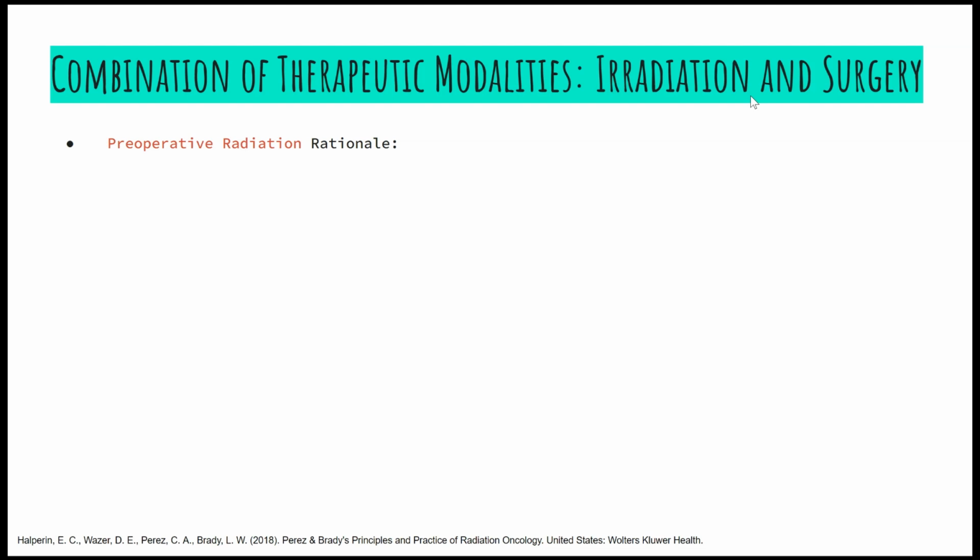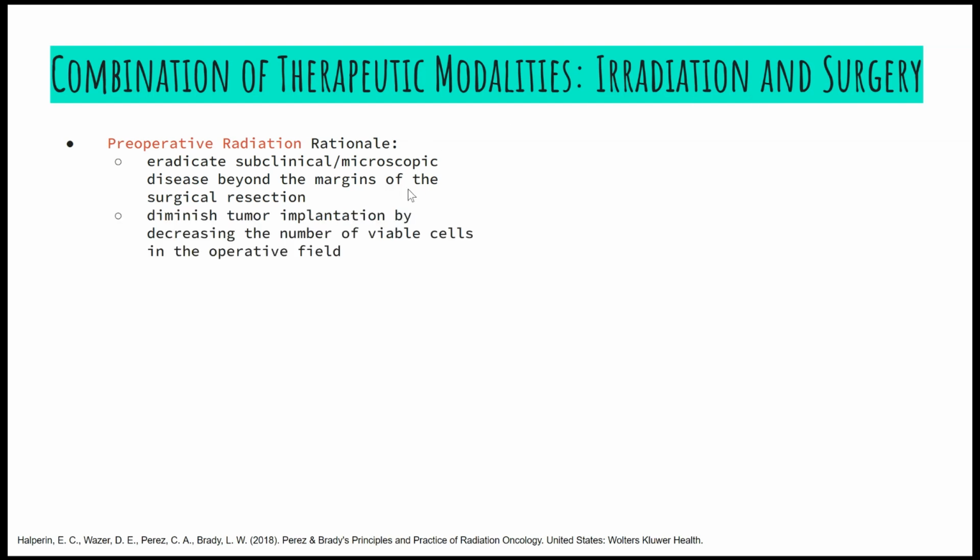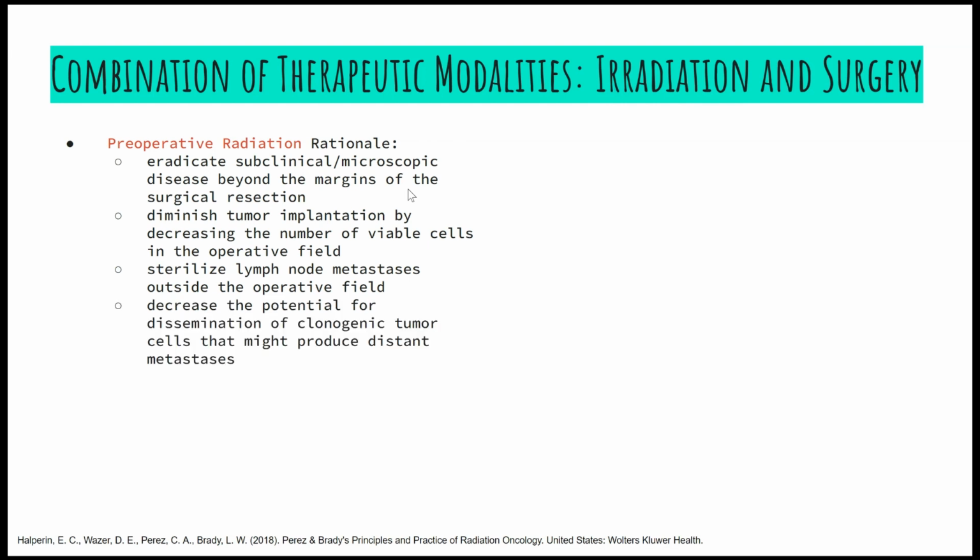Now, radiation can be given before surgery, that is pre-operative radiation. So the rationale behind it is that we eradicate this microscopic disease, which is beyond the margin of the surgical resection. We can diminish the tumor implantation because when you irradiate, the number of viable cells decrease. So during surgery, the implantation into the operative field would be less. We can sterilize outside the operative field, and the potential dissemination of cells into distant metastasis also decreases. It also increases the resectability.